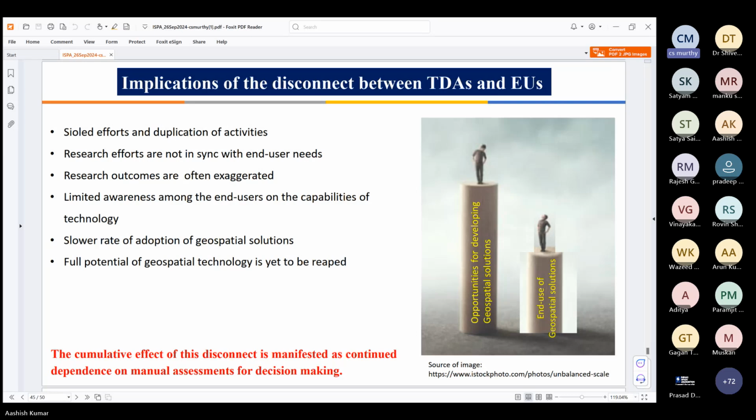Because of all these factors, the cumulative impact is that we are continuing our dependence on manual assessments in agricultural decision making. Manual assessment, manually sourced data, is still playing an important role in agricultural decision making. Next, please.